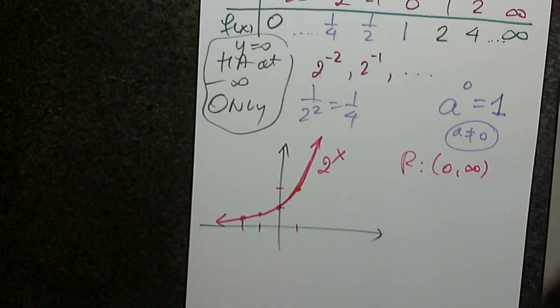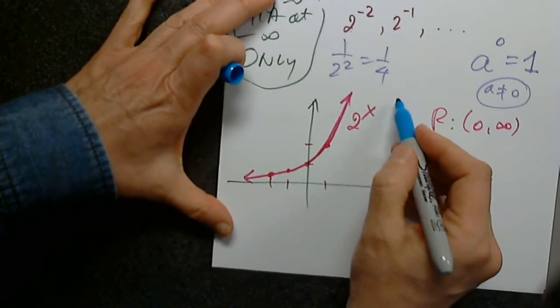Is it increasing? Yes, on all its domain, completely always increasing from left to right, correct? As x increases, y will always increase. Agreed? Is it 1-to-1? Yes, by the horizontal line test it is 1-to-1. Does it have an inverse function? Yes, because it's 1-to-1. I want to graph it.